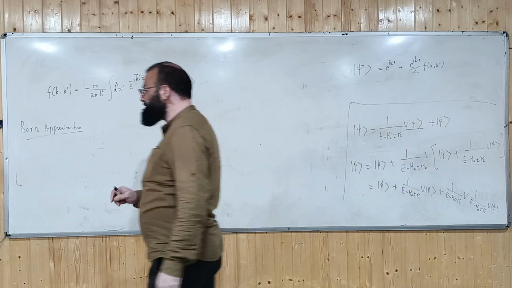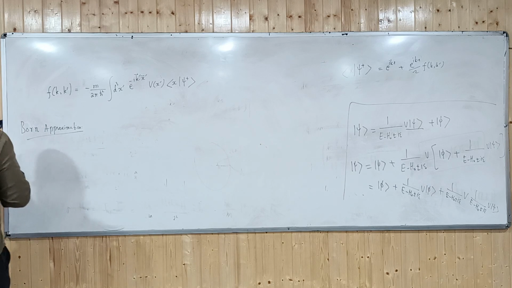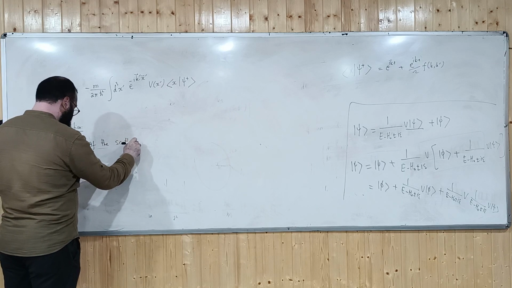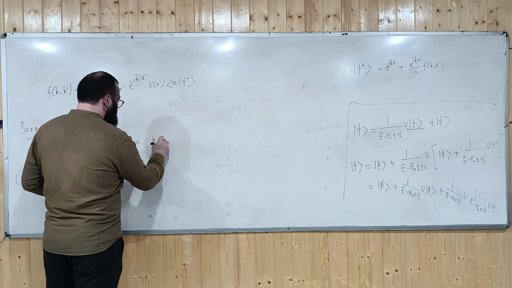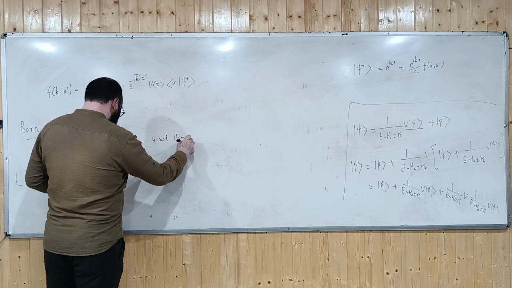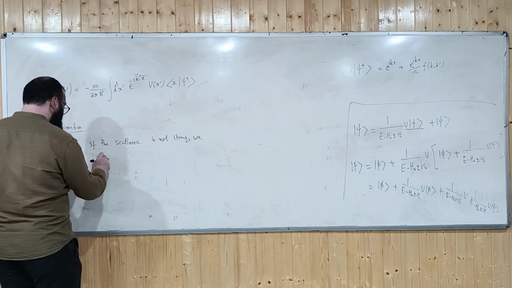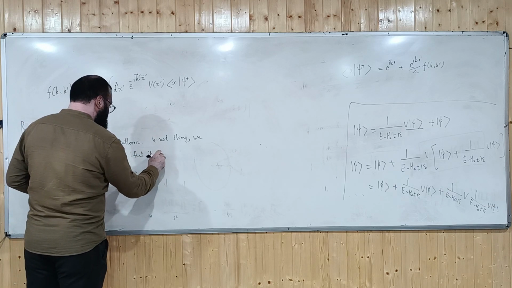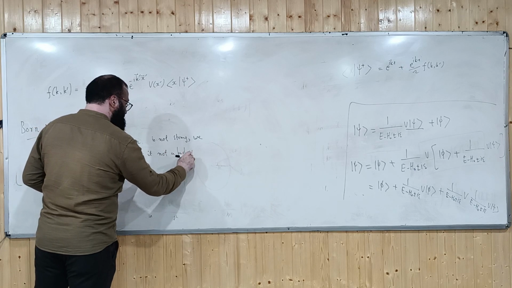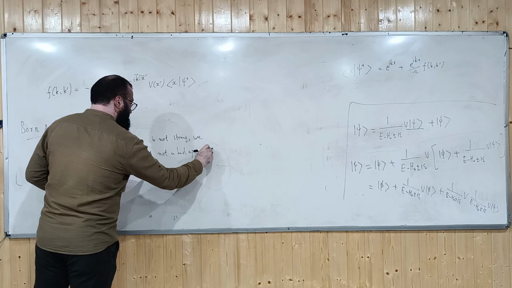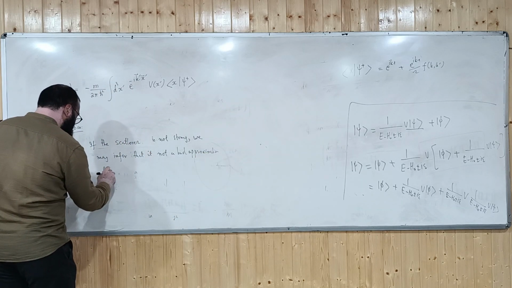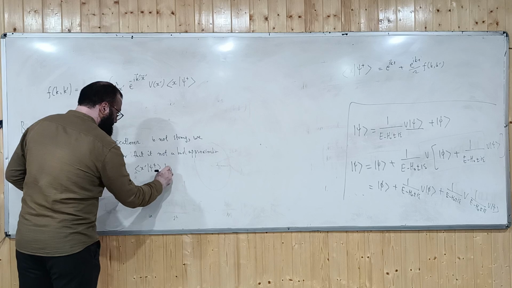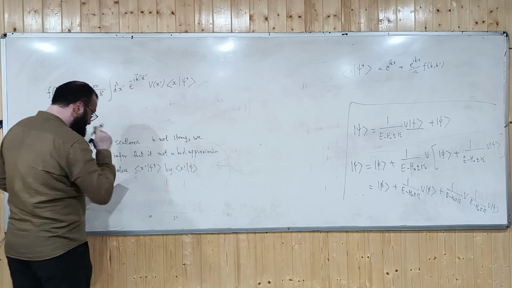So now let me write this approximation in this fashion. If the scattering is not strong, then we may infer that it is not a bad approximation to replace this x prime psi plus by x prime phi. So we call this the Born approximation.